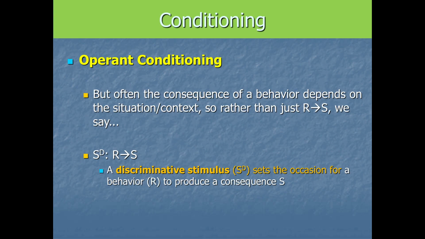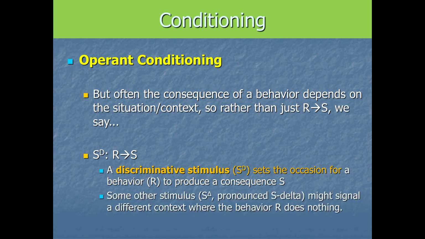Now, as a side note, you might also see some other stimulus notation at the front here. Instead of an S with a big D for discriminative stimulus, you might see an S with a little triangle up there, a Greek delta symbol. So S delta is a stimulus that might signal a context where the behavior R will do nothing, where the behavior R won't lead to the consequence that we want.